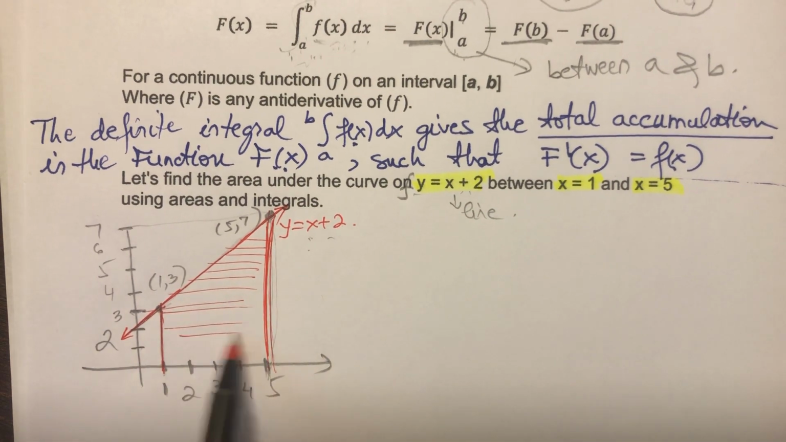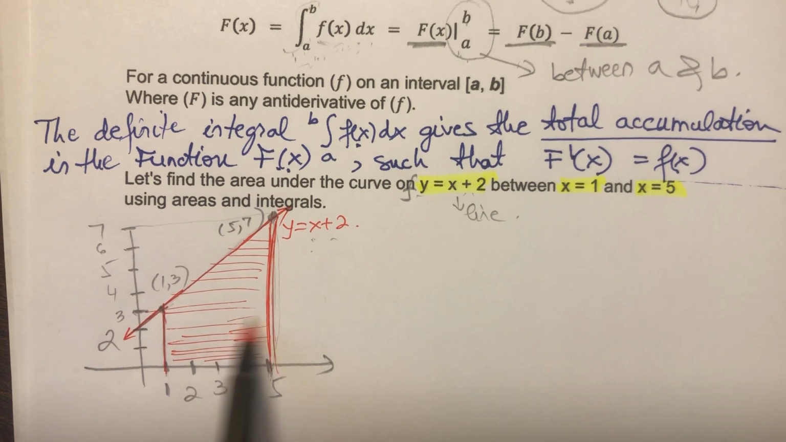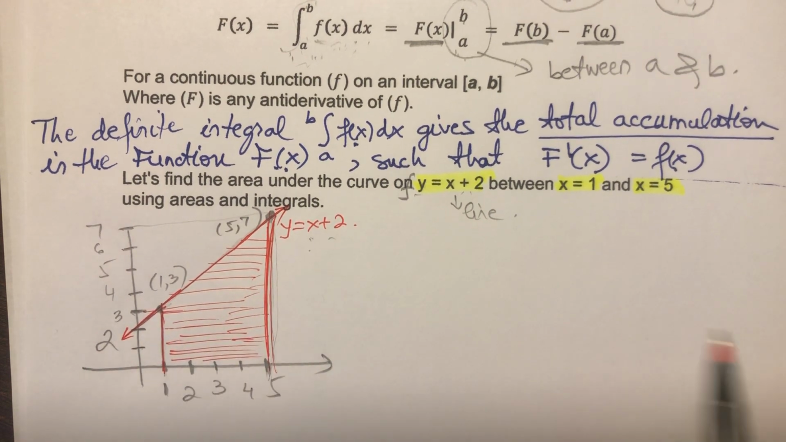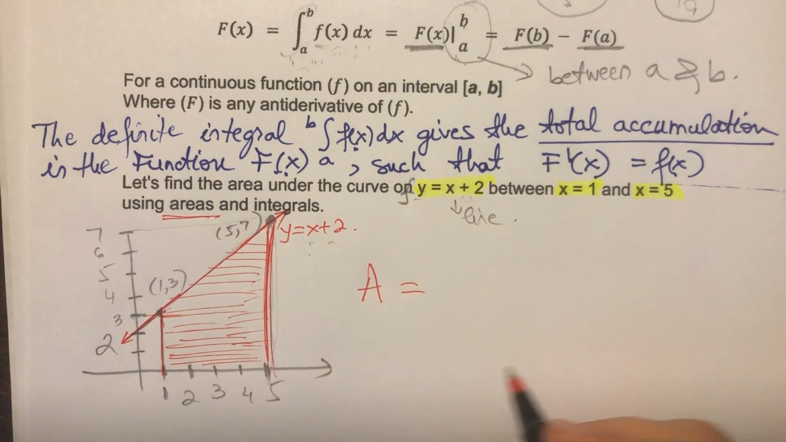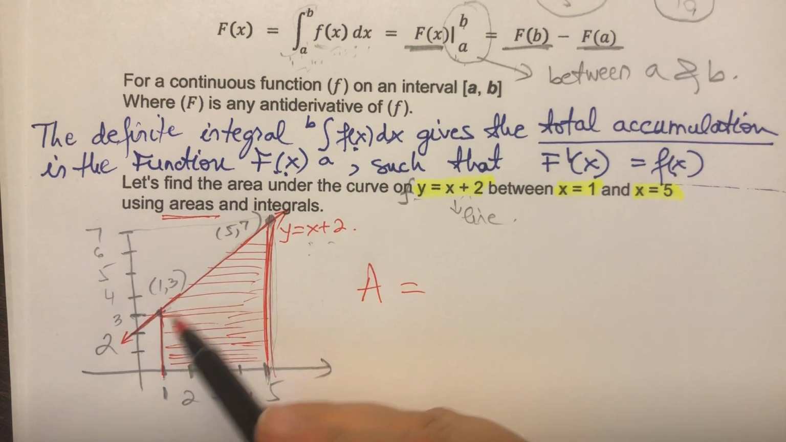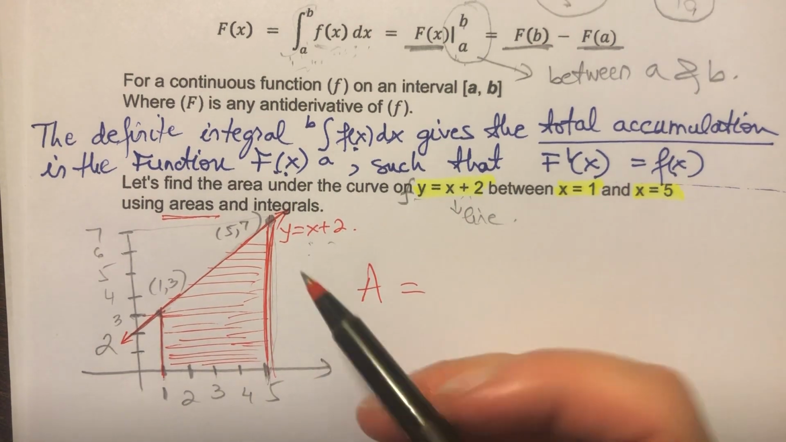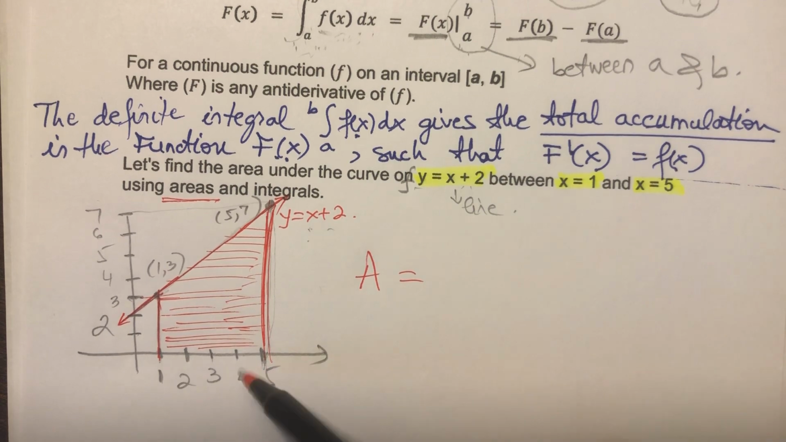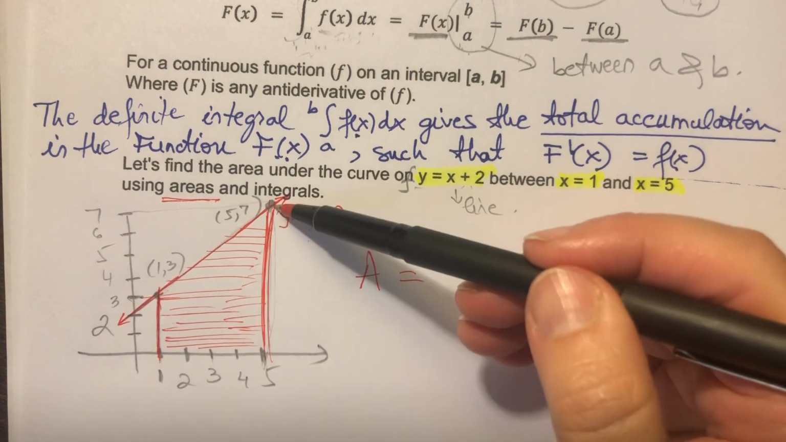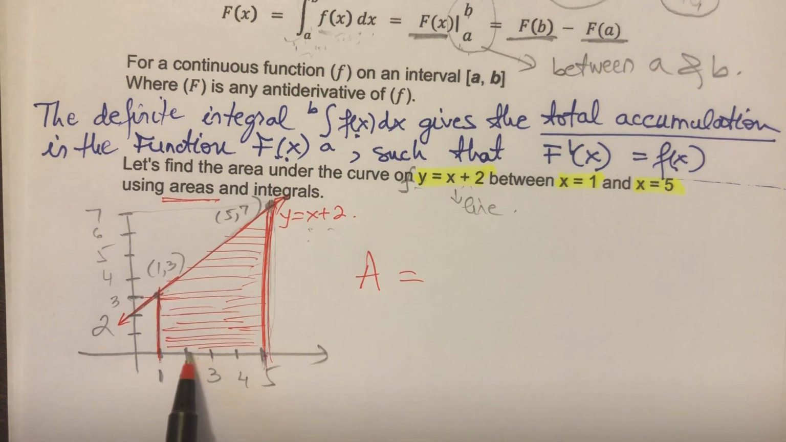Under the curve means all the way down to the x-axis. Okay, so how could I find this area? Well, using areas, luckily this isn't a curvy shape, but it's got straight sides. And if you look at it and kind of turn it around, this is a trapezoid, right? These two sides are parallel to each other.